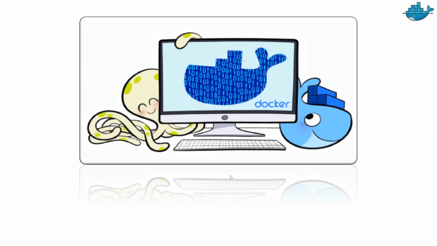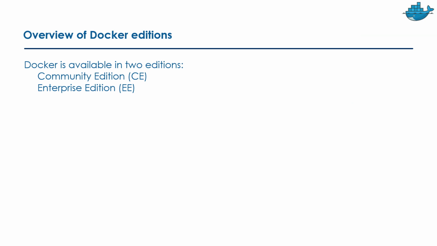Hello and welcome. In this lecture, we are going to talk about an overview of Docker editions. Docker is available in two editions: Community Edition (CE) and Enterprise Edition (EE).